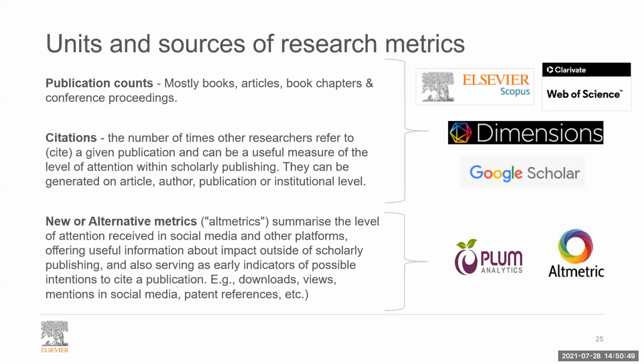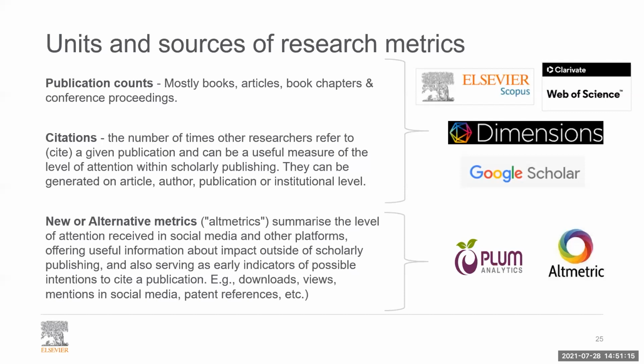But there are also other sources that provide metrics, like Dimensions and Google Scholar, which also give us publication counts and citations. The differentiation there is that it's not focused only on peer-reviewed articles. And then we get alternative metrics, the two main sources.